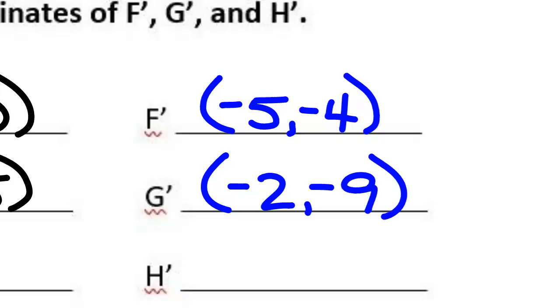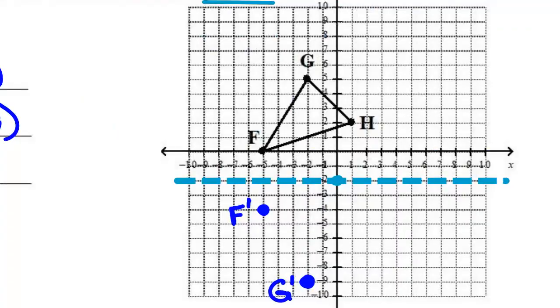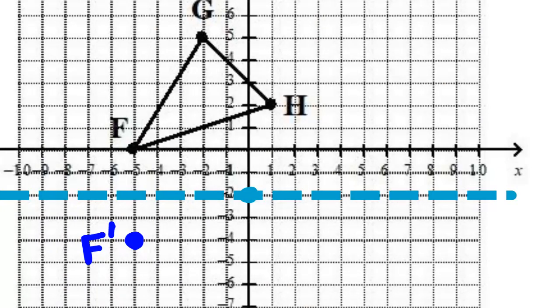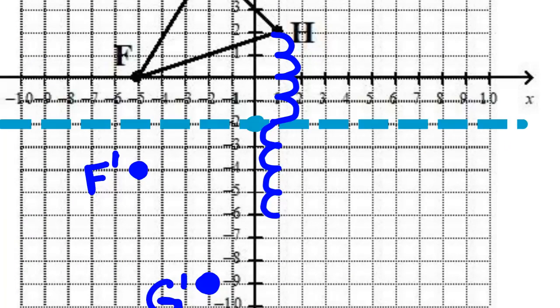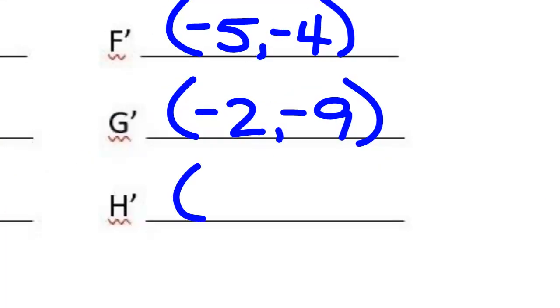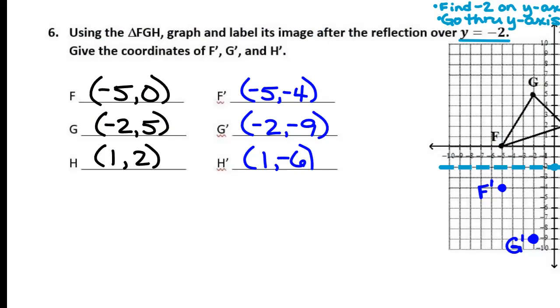And then last but not least, we have point H. Where is point H at currently? Close. 1, 2. The X number comes first and then the Y number. 1, 2. How many hops to get to the line? 1, 2, 3, 4. So then on the other side, 1, 2, 3, 4 to get my mirror image. There's my point H prime, which landed where? 1, -6. And then what else do I have to do if I want full credit on this problem?